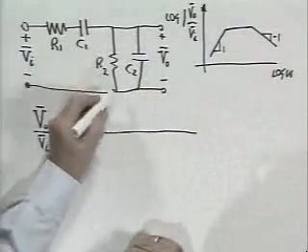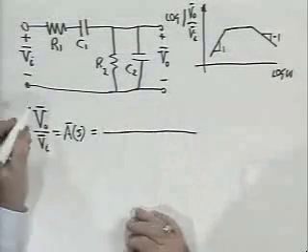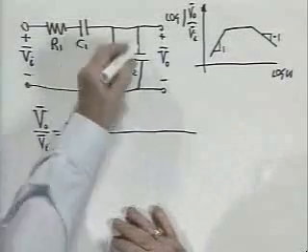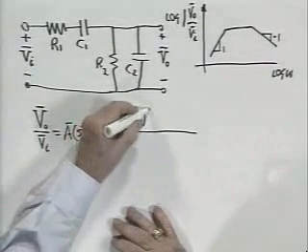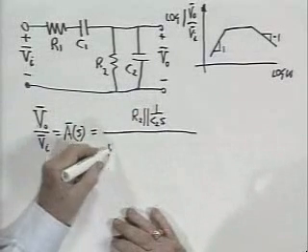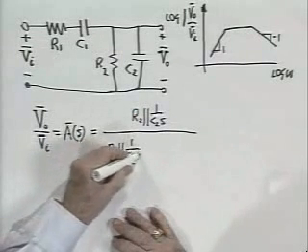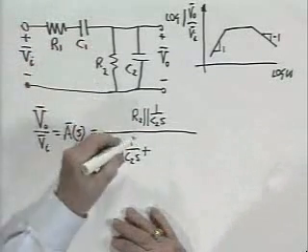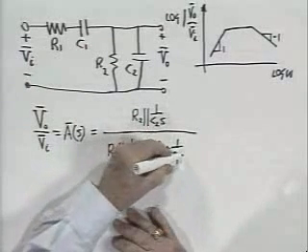This is the lower arm of the divider. This series combination is the upper arm of the divider. We can write an expression for this in voltage divider terms. The impedance of the lower arm is R2 in parallel with 1 over C2S. So that appears in the denominator, R2 in parallel with 1 over C2S. And then the impedance of the upper arm is R1 plus 1 over C1S. So in the denominator, I have to have R1 plus 1 over C1S.